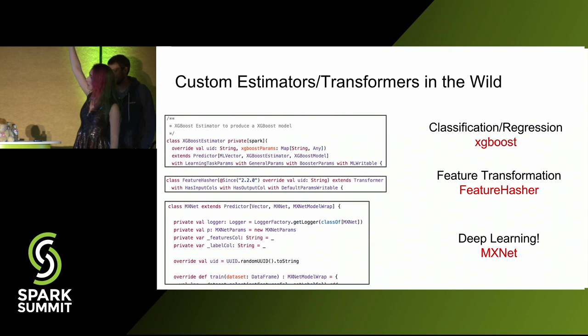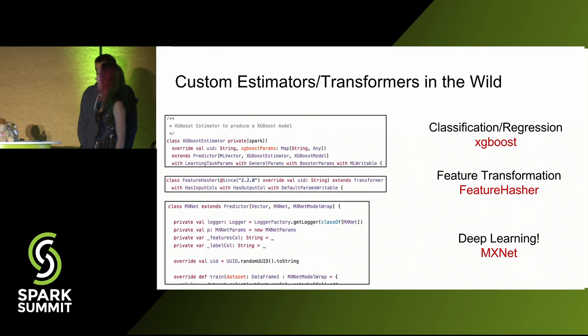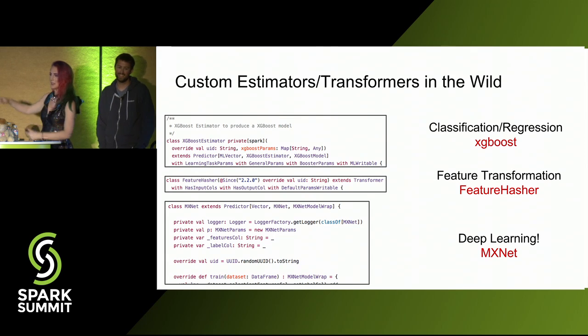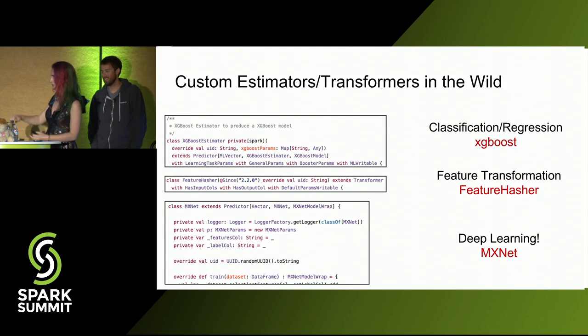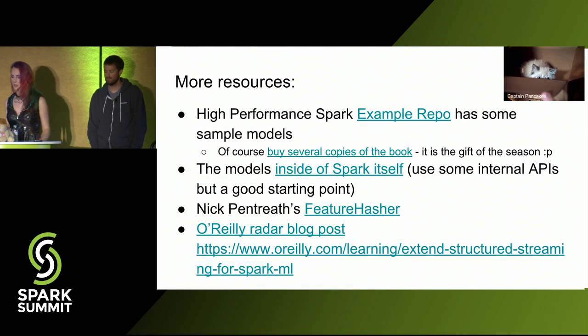There are a whole bunch of different custom estimators and transformers in the wild: XGBoost, Feature Hasher, MXNet. Oh yeah, fancy deep learning. If you're an academic, this is very convenient for getting funding for your next research paper.